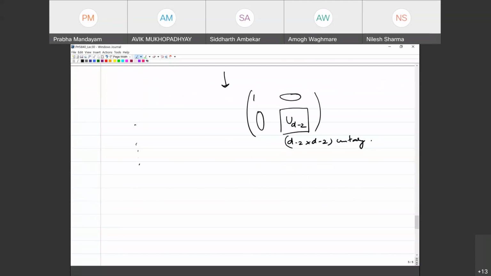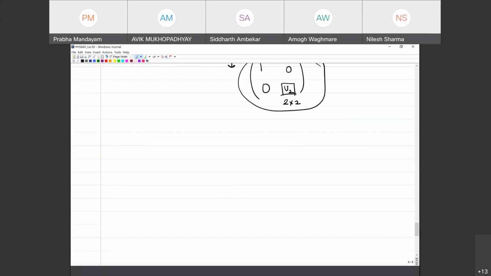So you can now imagine doing this argument recursively until you really reach a 2 cross 2 subblock, which is U2, right? So this will be the last unitary in that sequence. This will be your UK, the final K in that, right? So now UD can essentially be written as, I'm now calling them V1, V2, up to VK, with, now remember, this is an upper bound.